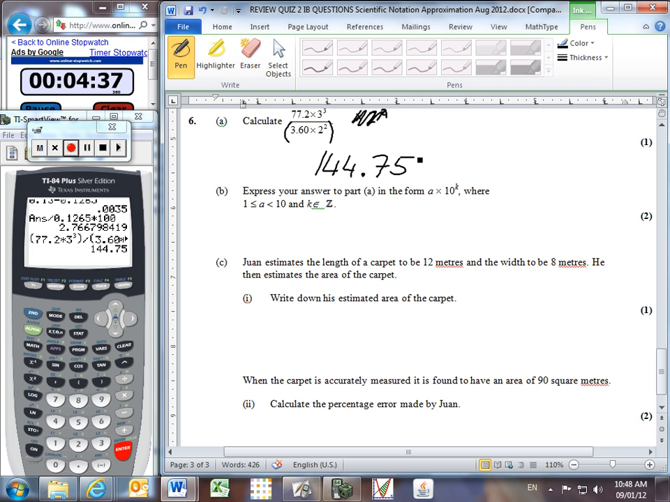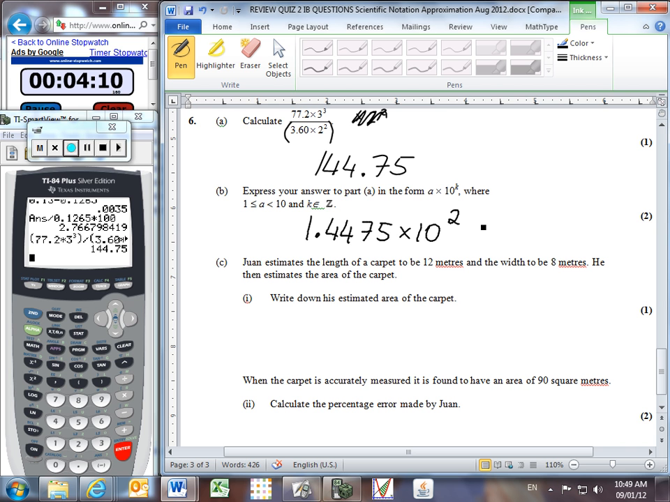Part B. We need to express our answer in scientific notation. So scientific notation, we know that the decimal point comes immediately after the first non-zero number. And we had to multiply by 10 to the power of, well, let's see, I moved the decimal point twice in order to get scientific notation. And because our number that we're dealing with is relatively large, it's a positive 2 in the exponent.